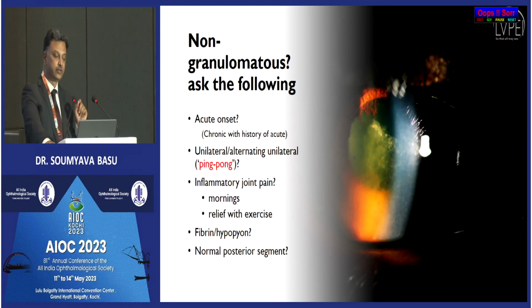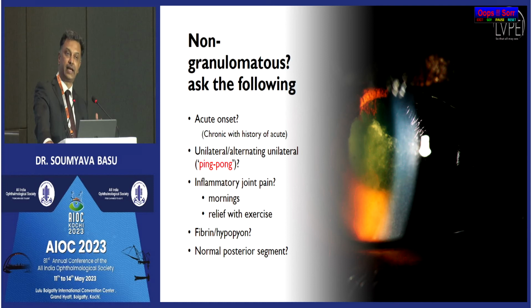Then there's a history of inflammatory joint pain. What is that? The patient has a history of pain which is more when he gets up in the morning, and then as he starts moving around, the pain is relieved. So when you're talking to a patient of uveitis, don't just ask for joint pain, ask for a history of inflammatory joint pain. Like you see in this patient, you might see fibrin in the anterior segment, and always the posterior segment, apart from vitritis in some of these patients, would be normal.